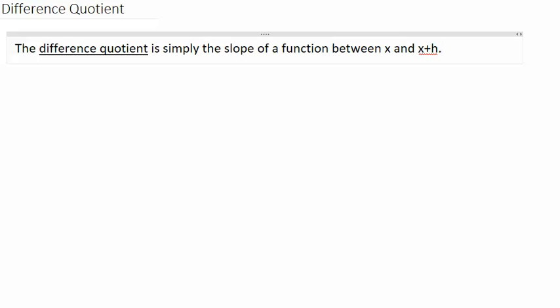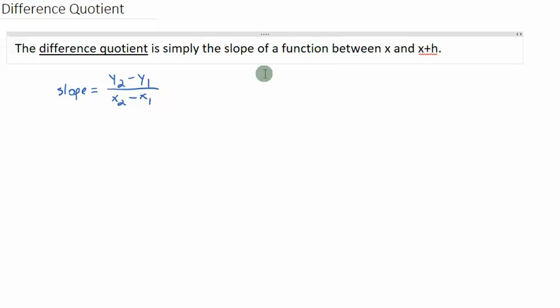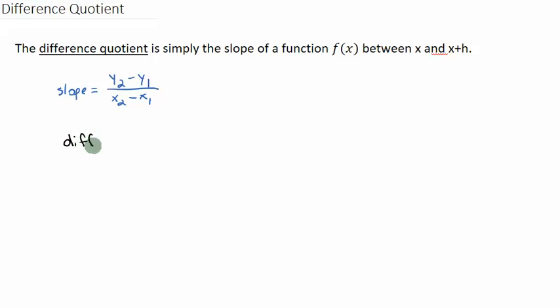Okay, so if you've seen slope before, it's one y value minus another y value over one x value minus the other x value, and that's exactly what the difference quotient is, except that we're dealing with a function. Let's say the function is f of x. And by the way, this topic is really heavily used at the beginning of a standard calculus course. So if you're planning to take calculus, this will be really important to you.